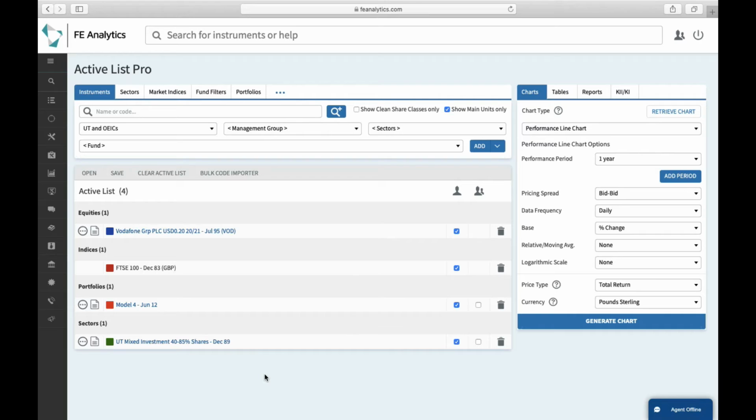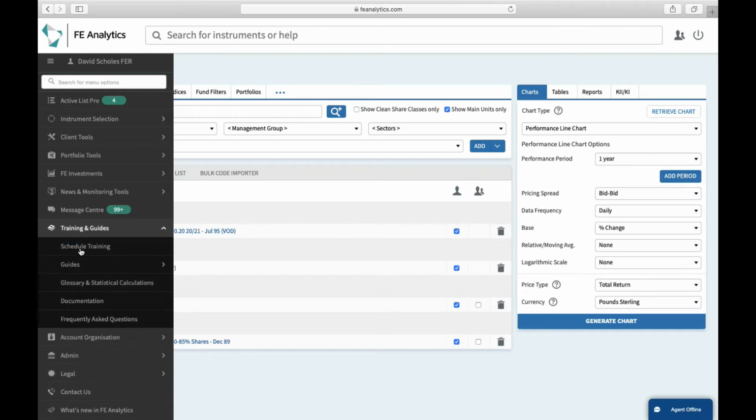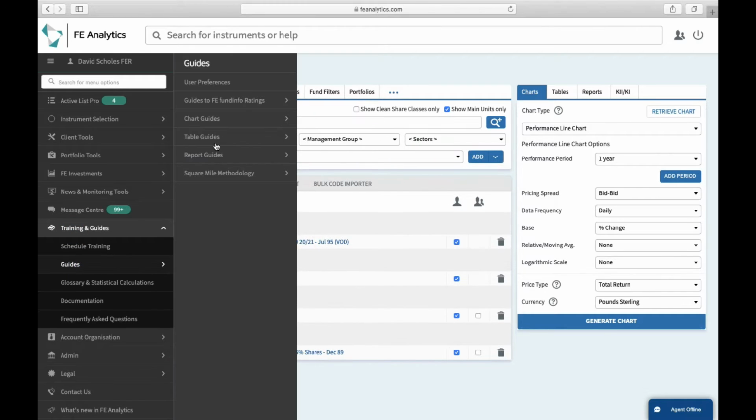So before we start, it's probably worth pointing out we have a guide for every single one of our ratings. They're over here on the left-hand side. If you click on training and guides, and again click on guides just underneath it, you've got guides to FE fundinfo ratings, and there are currently 4 of them.